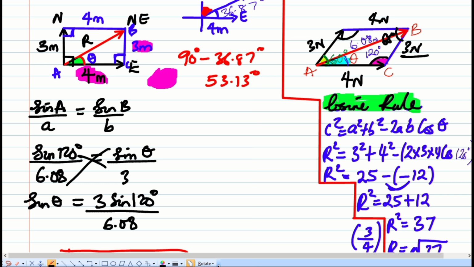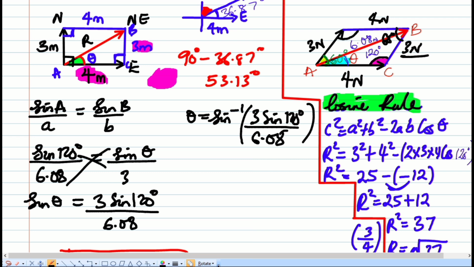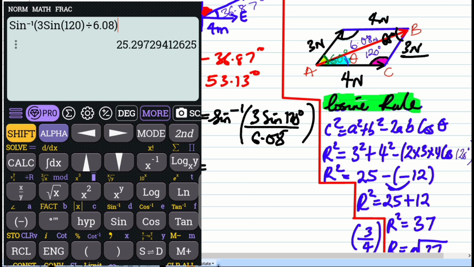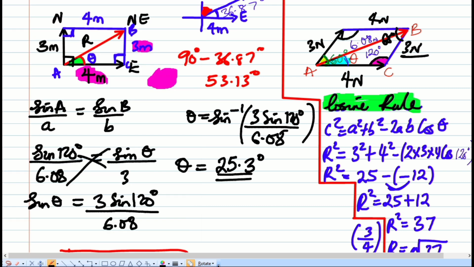Then finally, our theta now would be equal to the arc sine, or the sine inverse, of 3 sine 120 degrees over 6.08. So we can use our calculator now to find the angle. So theta will be equal to the arc sine of 3 sine 120 degrees divided by 6.08, and we just approximate to 2 dp. So you see that 9 will become 10, and then I have to shift to the other one, so I have 25.3 degrees. So this is the angle.